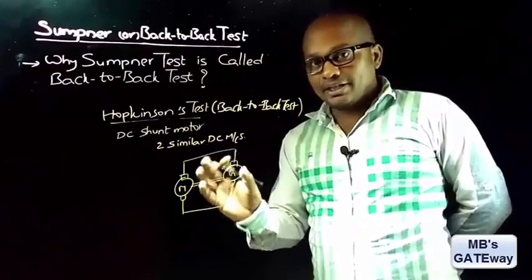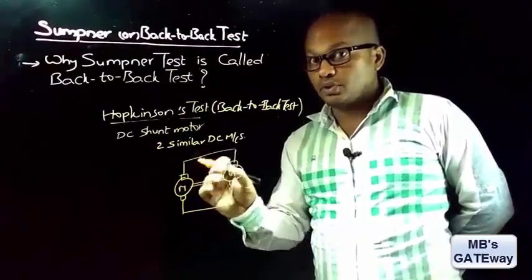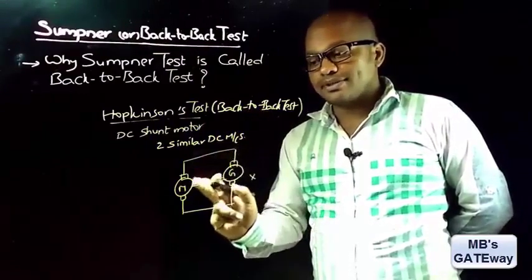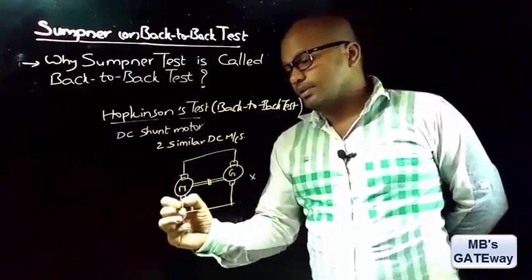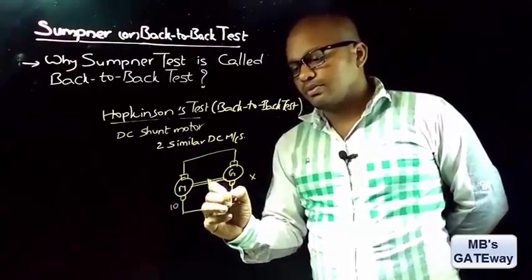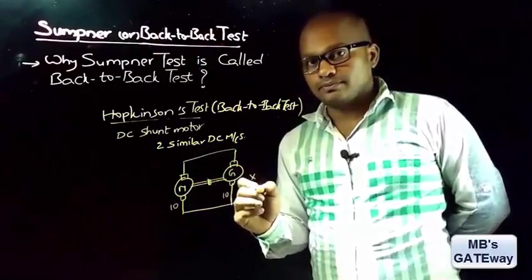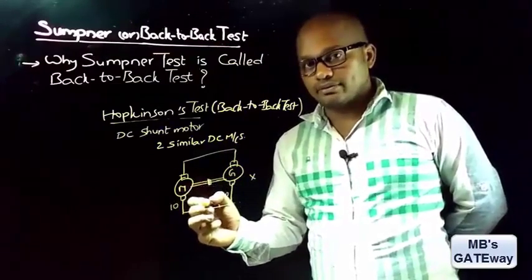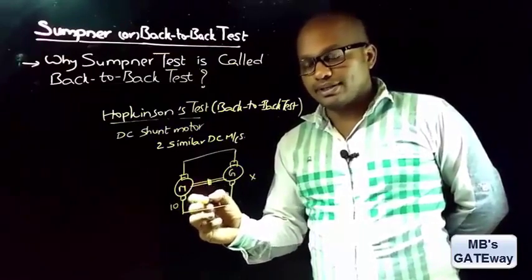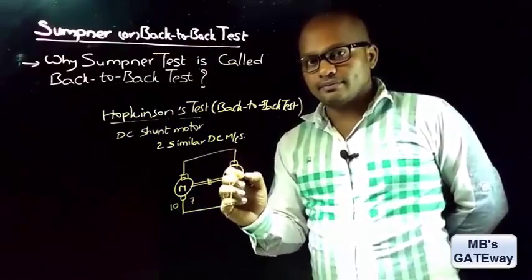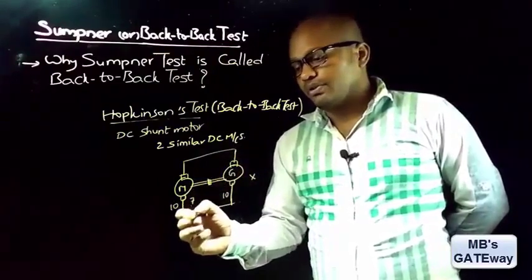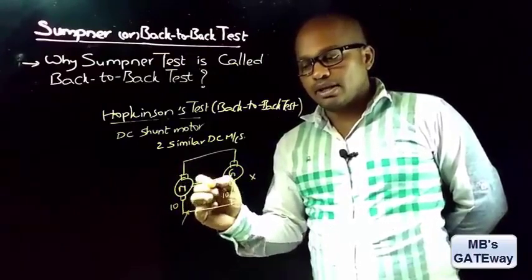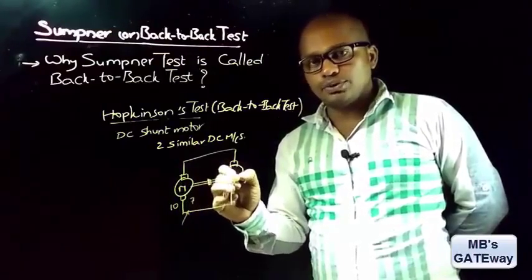But is it practically possible to run these two machines without any external source? No, because of the losses present in the machines. This requires 10 as input, and let us suppose this requires 10 as input, and because of losses the output from the motor is 7, and this output from the motor is not sufficient for the generator. So here we need to give additional input to this motor to get 10 as output, and that 10 as output is given as input to the generator.